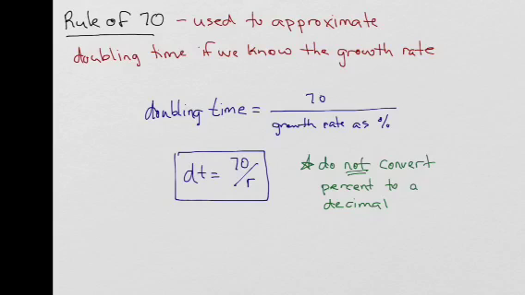So it says the Rule of 70 is used to approximate doubling time if we know the growth rate. Again, it's not perfect, but it's really close. All right, so the formula is simple. To find the doubling time, you take 70 and divide it by the growth rate as a percent. A little star there says do not convert the percent to a decimal. If it says 8.5%, use 8.5. Don't convert it. So again, a little bit different than the ones we've been doing. We've been converting all of our percents to decimals. But the whole idea of this formula is to simplify the process and make it faster. So again, not perfect. That's why we have the word approximate in the definition there.